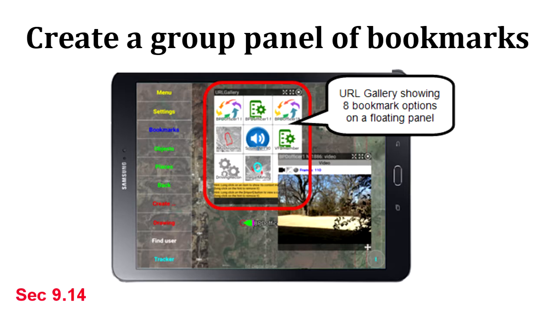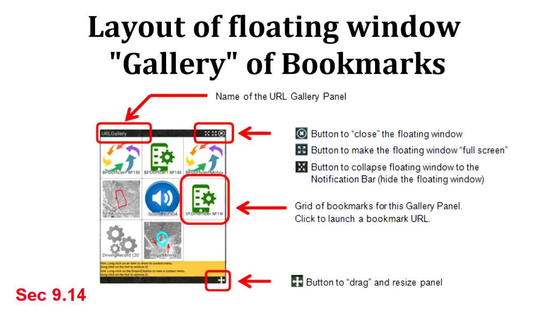Gallery bookmarks. Create a group panel of bookmarks. In this example, you can see there is a grid of 9 bookmarks, 8 of which are in this particular panel. You'll want to take a look at the layout of a floating window gallery of these bookmarks that you'll find in the manual.